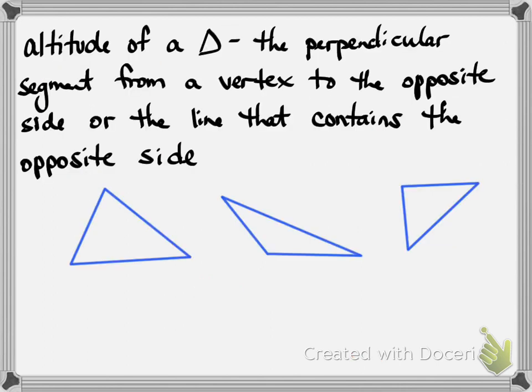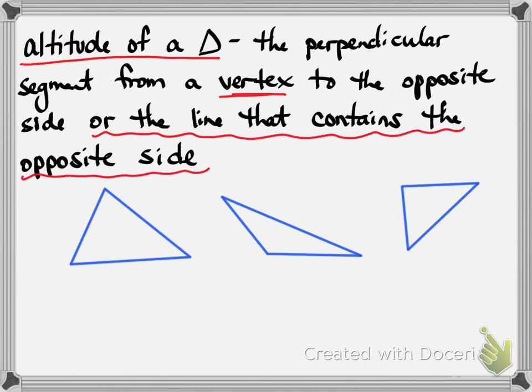Okay, now we're going to talk about an altitude. I think you should pause the video and write down this definition. The altitude of a triangle is the perpendicular segment from the vertex to the opposite side, or the line that contains the opposite side. We'll talk about that part in just a second. So let's talk about this vertex right here. It's the perpendicular segment from this vertex to this opposite side. So all we do is we say we drop a perpendicular. You want to make a segment so that you got a right angle right there, and that's your altitude.